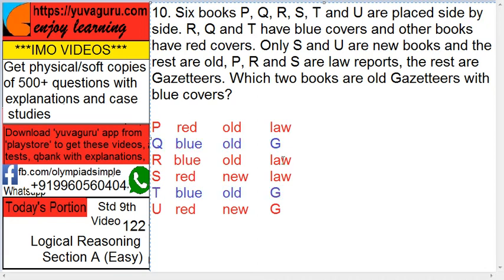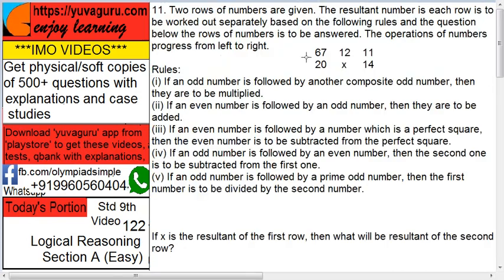This is the easiest way to solve. This is called as matrix method. Two rows are given. This is first row, this is second row. The resultant of each row is to be worked out separately. Remember, the two rows have no connection with each other. These are the rules given.